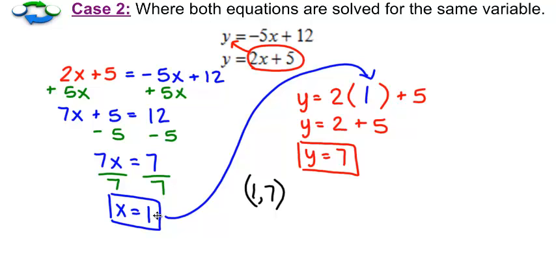From there, we know x, but we need to find y. We take our initial equation that we plugged in, we rewrite it out, and we substitute x back in to where x should be in our equation. So instead of reading y equals 2x plus 5, it reads y equals 2 times 1 plus 5. 2 times 1 gives us 2, 2 plus 5 is 7, so we have our solution of the point 1, 7.